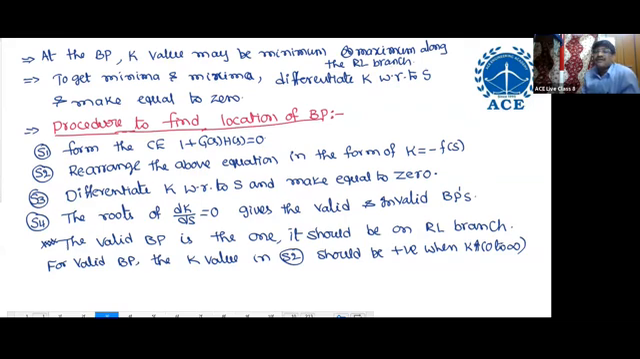Simply, if you are drawing the direct root locus, if the point lies on the direct root locus, it is valid. If you are drawing the inverse root locus, if that point lies on the inverse root locus, then it is valid. No need to worry. Just observe whether it is on the root locus branch or not. If the root locus branch is there, it is valid. That's all.